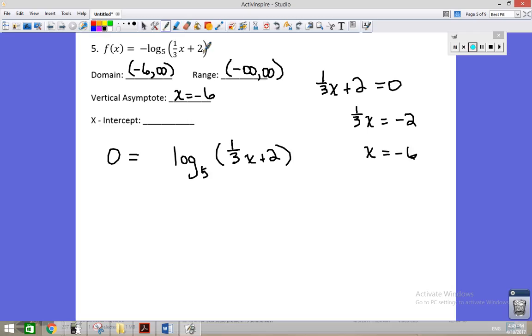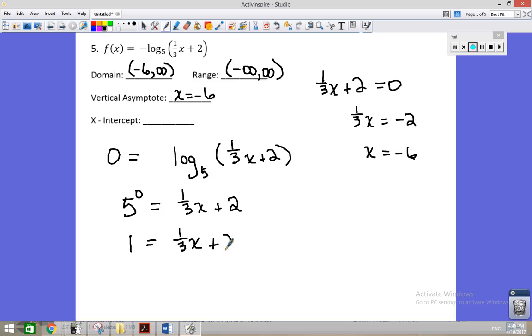So let's convert this equation that's in log form to exponential form. The base is 5. This 5 has an exponent associated with it, and the logarithm equals the exponent, and this logarithm is equaling 0, so I have 5 to the 0 power is equal to 1/3 x plus 2. 5 to the 0 power by definition is 1.